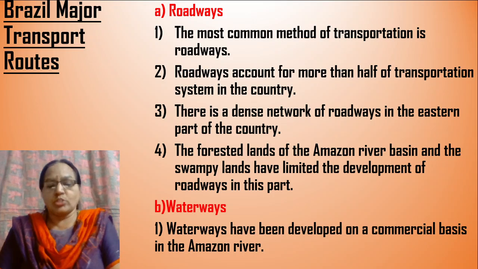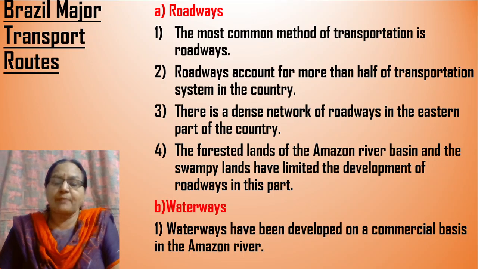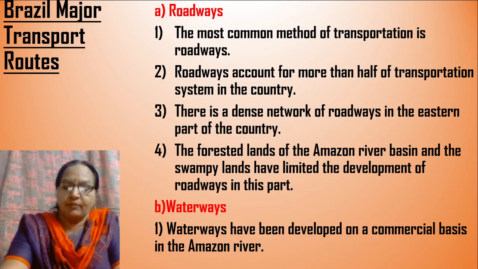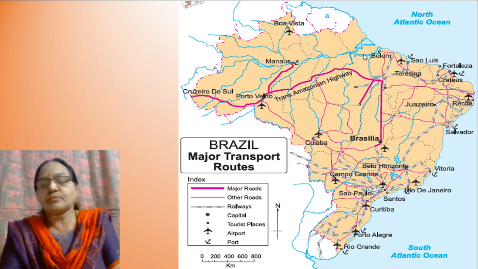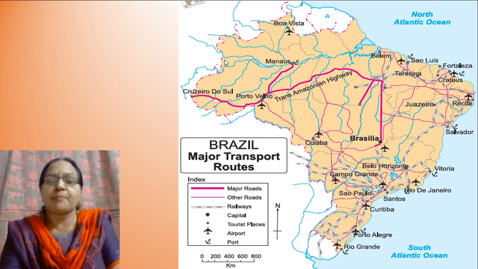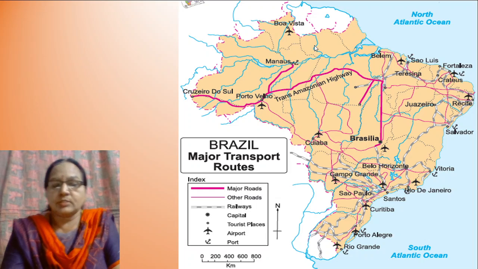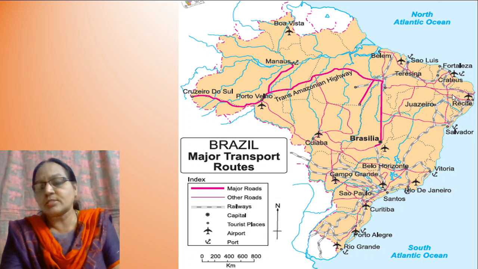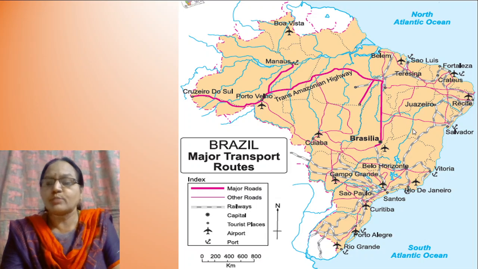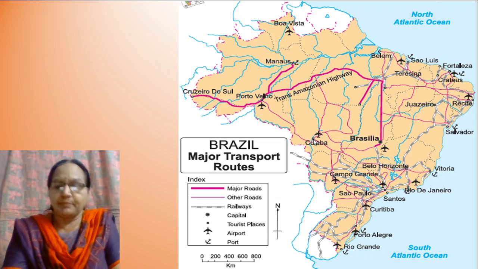Now, next is waterways. Waterways have been developed on a commercial basis in the Amazon River. Okay, so look at this here. See, this is the Amazon River. Okay, you will find the Amazon River has been used right up from the source to the mouth. Okay, and also here you find the St. Lawrence River. Okay, this also has been used as an excellent waterway.